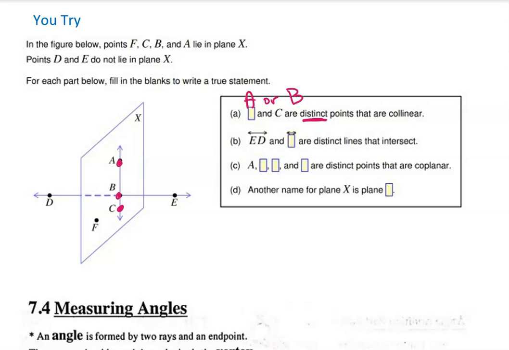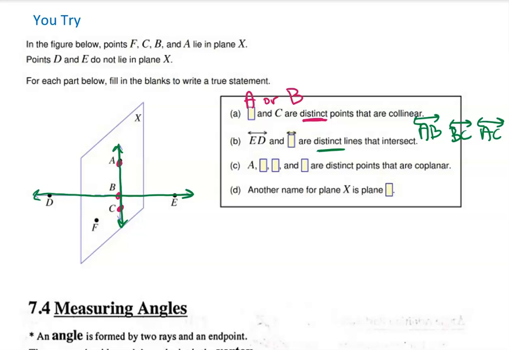Letter B, line ED right here, I'll do it in green. Line ED and another line are distinct lines, two separate lines that intersect. Okay, so here's the line that intersects, but the thing is with naming it, you have a lot of options. You can either say line AB, or you could say line BC, or you could say line AC, or you could even reverse those letters, BA, CB, CA. So there's a lot of options for that one. Aleks will accept any of those 6 choices.